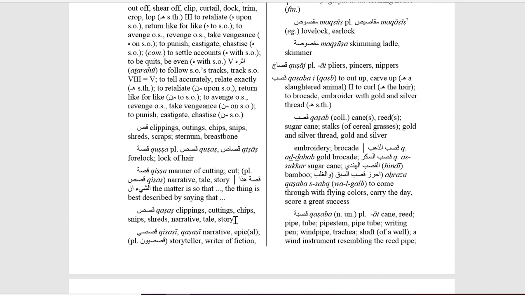And so if you look in your dictionary, the Hans Wehr Dictionary, in the same exact place, when you see the entry for qasas, what you're going to see is that right at the end of it, it's going to say COLL, meaning colloquial, which means that according to these authors, qasas is not fusha. That's what they mean by colloquial. It's used by the people, but it's not standard Arabic.